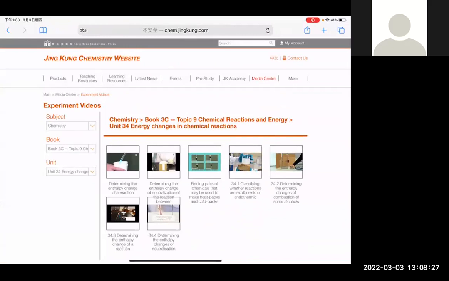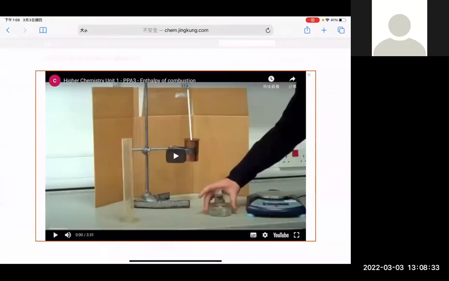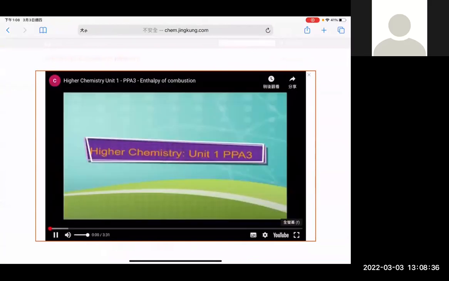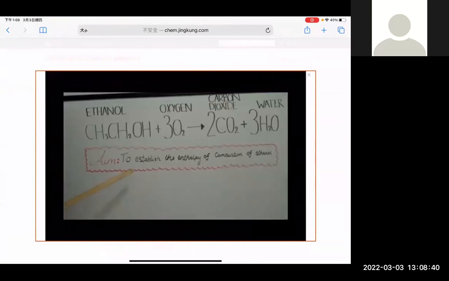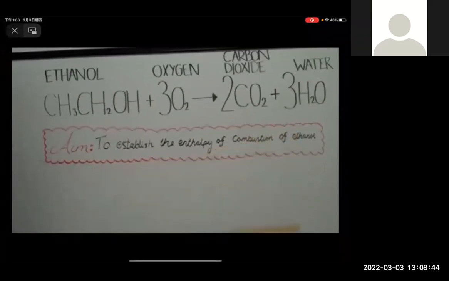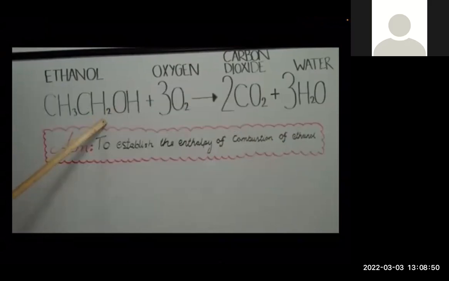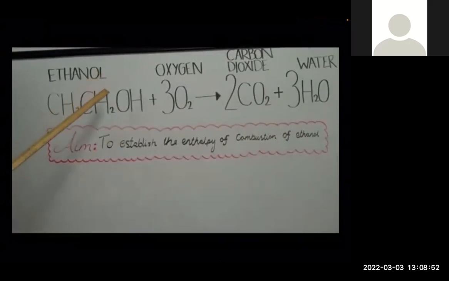Now this is the one. Please take a look at the chemical principle, the science principle they're having. The aim of the experiment is to establish the enthalpy of combustion of ethanol. The enthalpy of combustion of ethanol is the energy released when 1 mole of the substance is completely burned in oxygen. 1 mole of ethanol is completely combusted in oxygen.